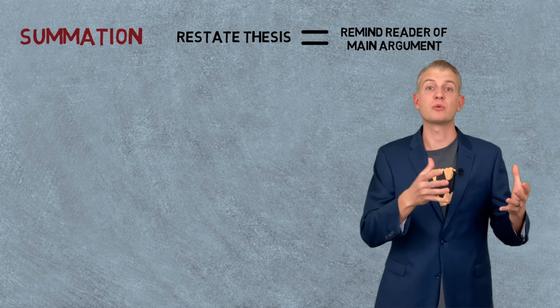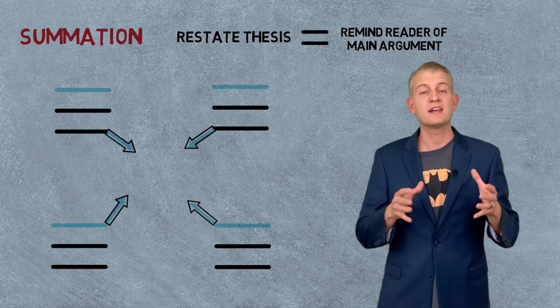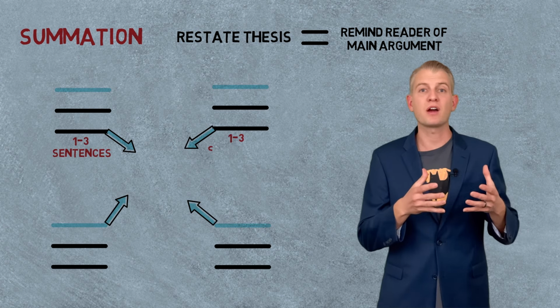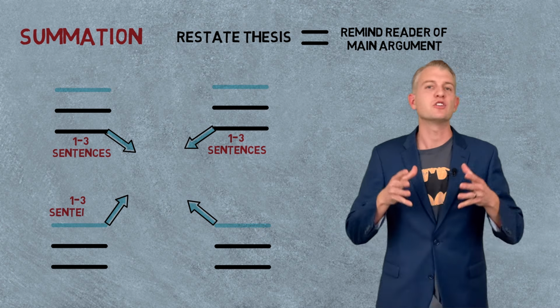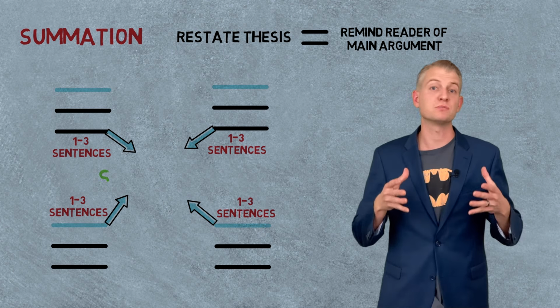For example, let's say that in addition to your introduction paragraph, you have four body paragraphs in your essay. To write your conclusion, you'll reread each paragraph and then summarize the main ideas from each paragraph in about 1 to 3 sentences. You're basically reminding the reader of your most important arguments.